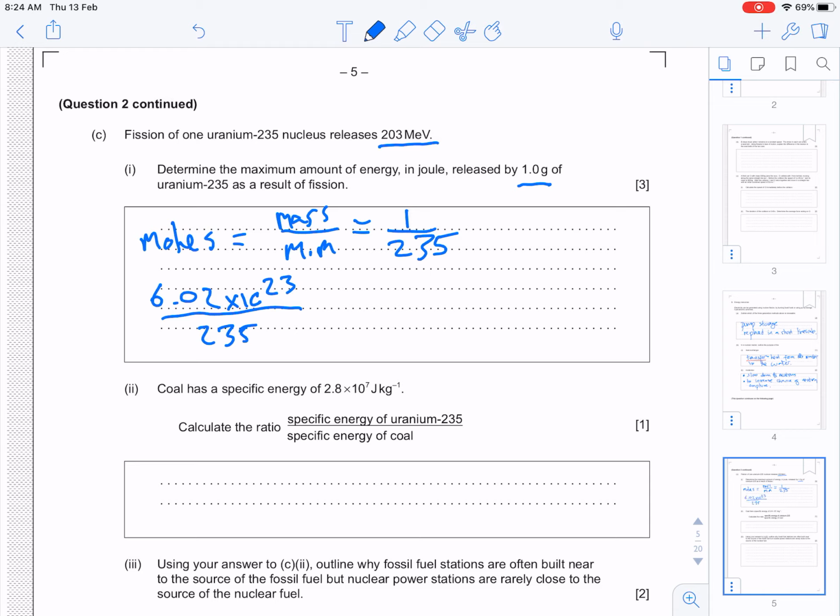That comes to 2.56 times 10 to the 21. And each one of those nuclei is going to release 203 MeV. So we times that by 203. That's still in MeV, and we want our answer in joules. So we then need to convert that into joules, and we can do that quite easily by timesing by 1.6 times 10 to the minus 16, because it's MeV, not eV. Okay, and when we do that, we get an answer of 8.32 times 10 to the 10 joules.